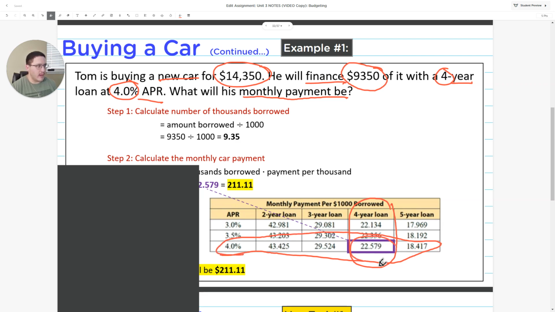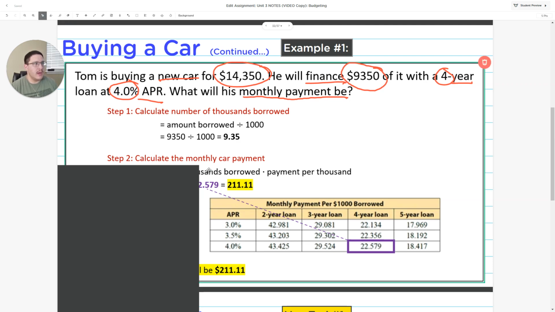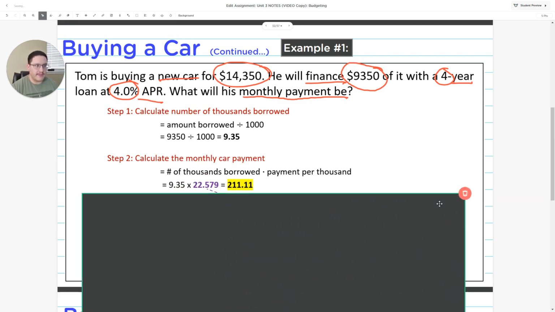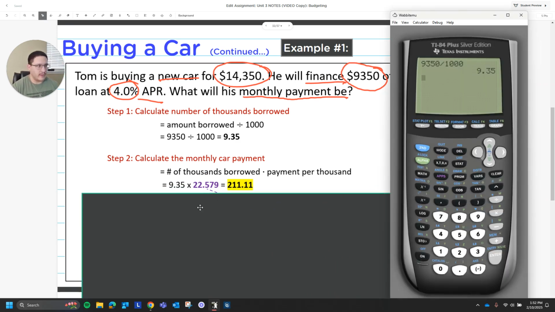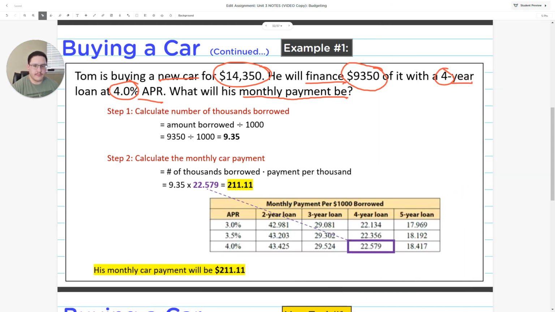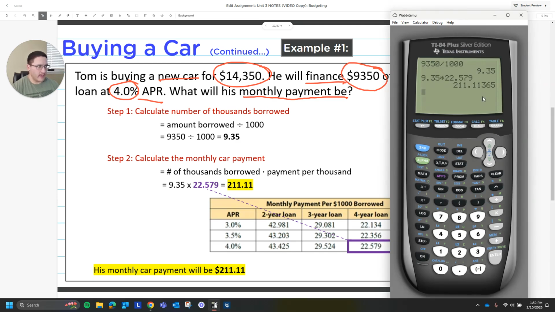And we see 22.579 per 1,000 borrowed is the monthly payment. So we're going to use that number with the amount of thousands borrowed, which is 9.35, and then multiply those two together. So again, 9.35 times 22.579, rounded to about 2 decimal places, because we are talking about money here.